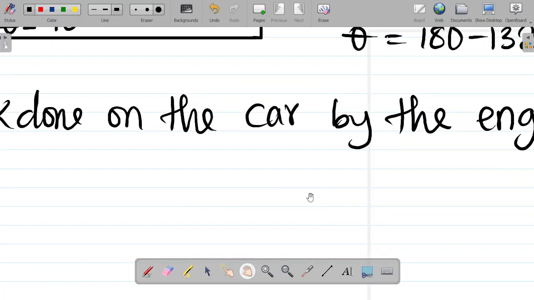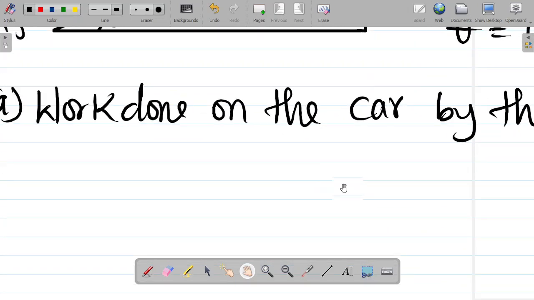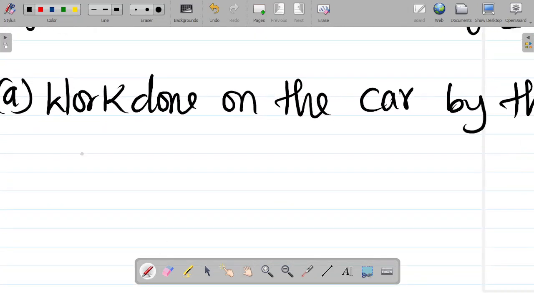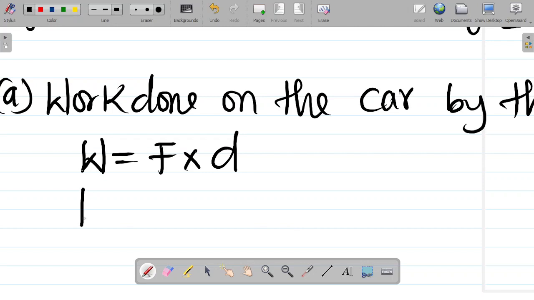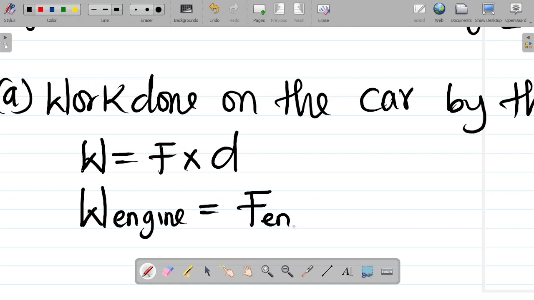Now, how do we solve the work done on the car by the engine? How do we solve this? For this, recall that work done W is equal to force times distance, right? Now, if this is true, the work done by the engine, let's call this W engine, is equal to force by the engine, force engine, times the distance traveled. That's all right?